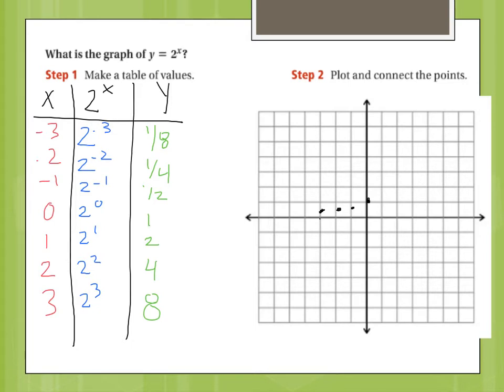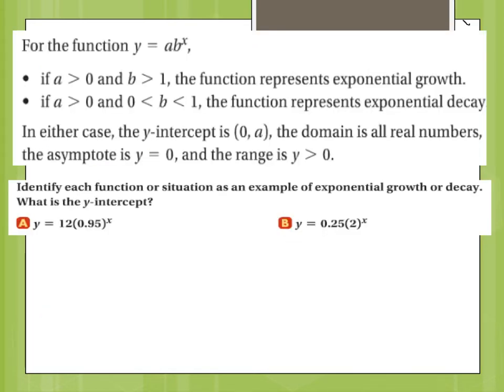At 1, it's at 2. At 2, it's at 4. And at 3, it's at 8. So this is what the graph would look like. And you should make sure to connect your points and put arrows at the end. So again, this right here is your basic exponential function.